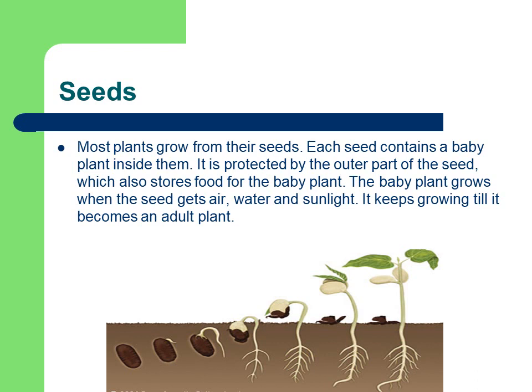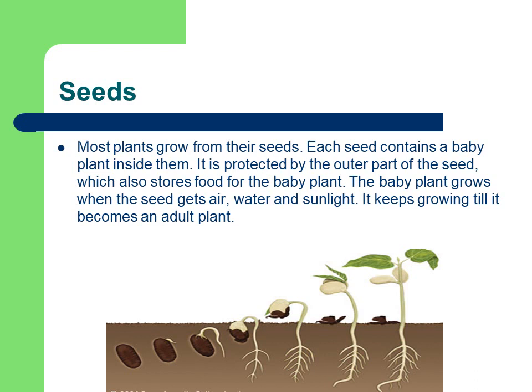What are seeds? Most plants grow from their seeds. Each seed contains a baby plant inside it. It is protected by the outer part of the seed, which also stores food for the baby plant. The baby plant grows when the seed gets air, water and sunlight. It keeps growing till it becomes an adult plant.